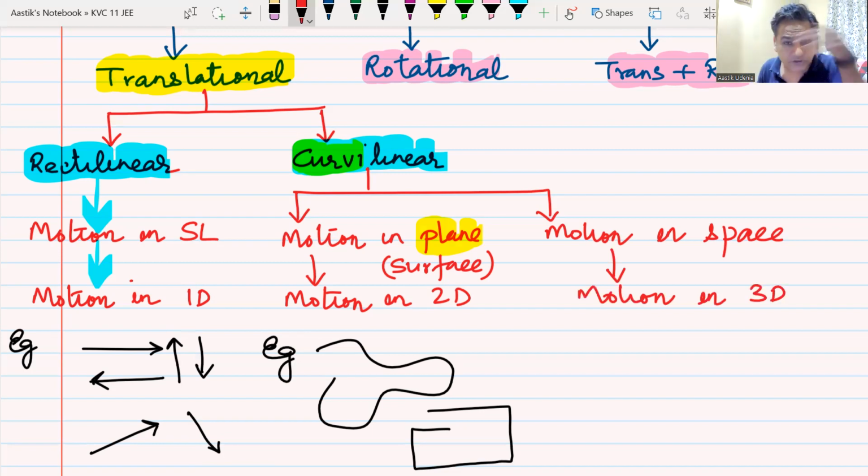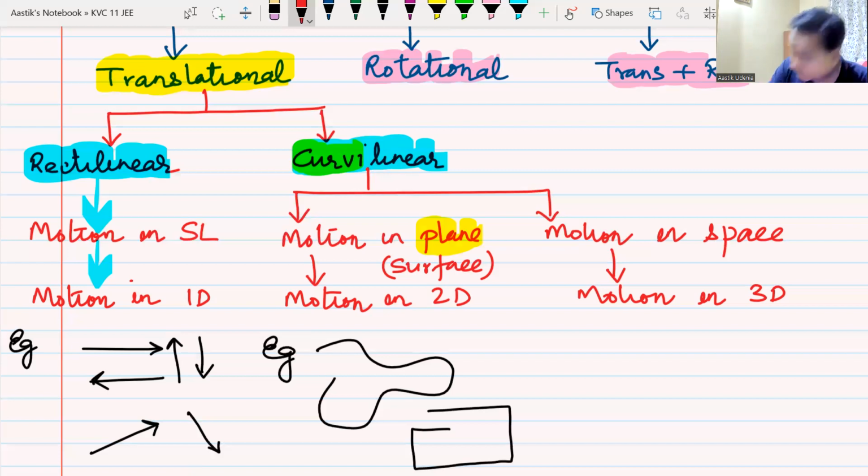Motion of a butterfly. It goes anywhere. Motion of a flying insect. Motion of a bird, crow. Motion, your motion when you are moving up or down or going from one classroom to the other classroom and going up and down also. Your motion is also motion in space or motion in 3 dimension. Do we understand this?